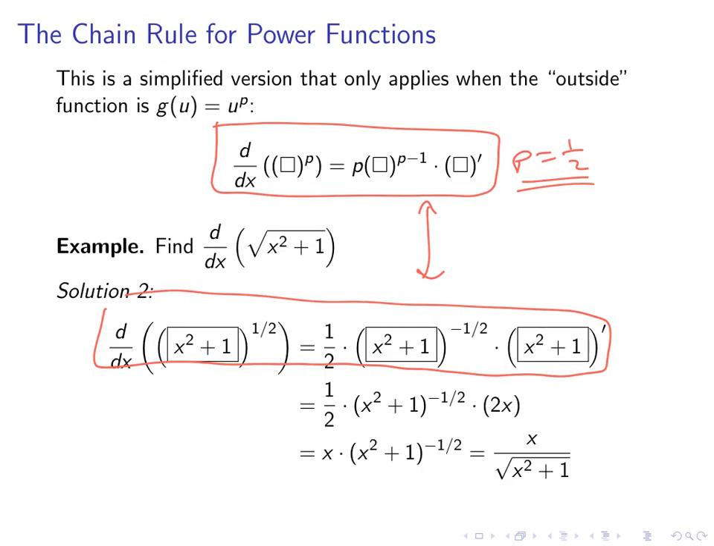It's telling me that to finish this problem, I need to evaluate this. Right? That's still a prime there, so I need to do that part. So I just do that. Just the derivative of x squared plus 1 is 2x, and I'm done.